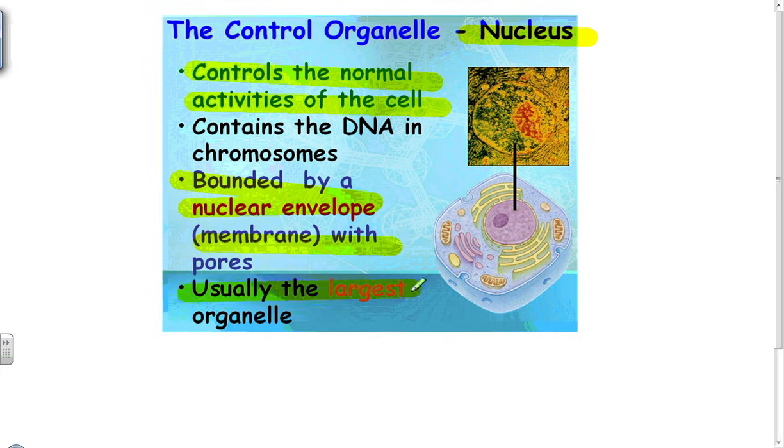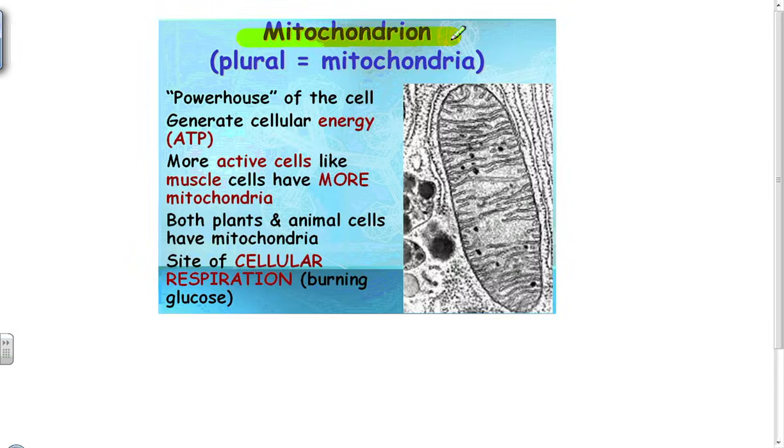It is typically the largest organelle in a cell. Another important organelle is the mitochondria. Mitochondria basically is considered the powerhouse of the cell because it produces the ATP. Remember, the only type of energy that cells can use is ATP. So when we intake food, eventually through cellular respiration, we produce ATP, and cellular respiration actually occurs inside the mitochondria. That's where it happens to produce ATP.